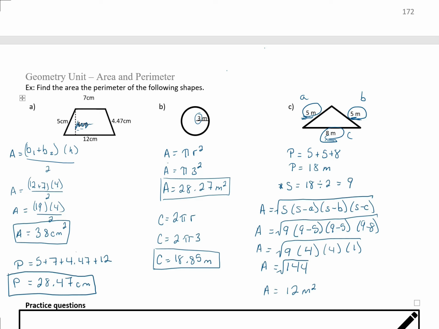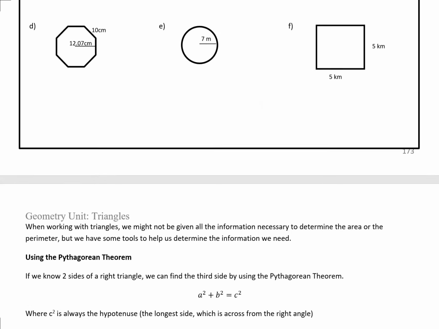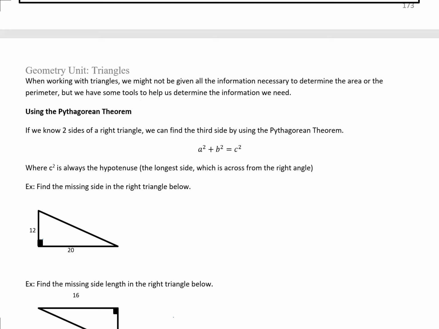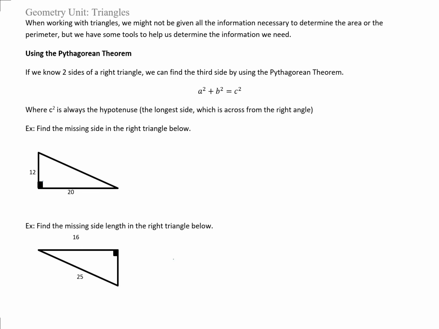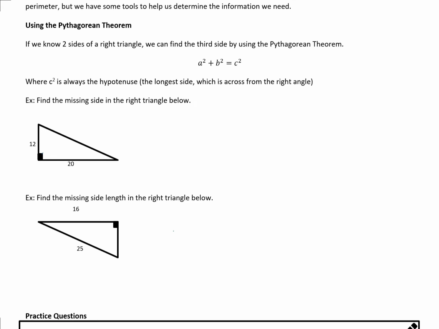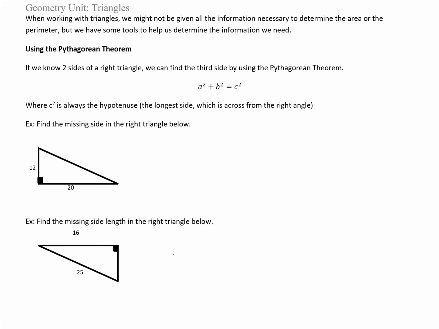Okay. We're going to come back at the end of class. You're going to do questions on page 173. But before we do that, let's take a couple more notes. Okay. One of the other things we talked about briefly yesterday was the Pythagorean theorem, which you've seen before, but just as a reminder, let's do 2 examples.